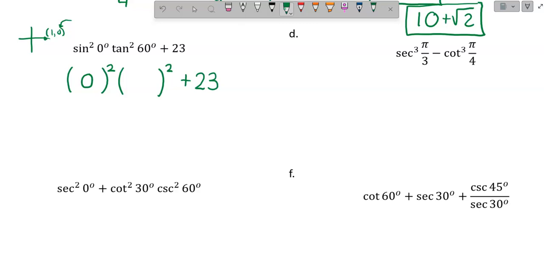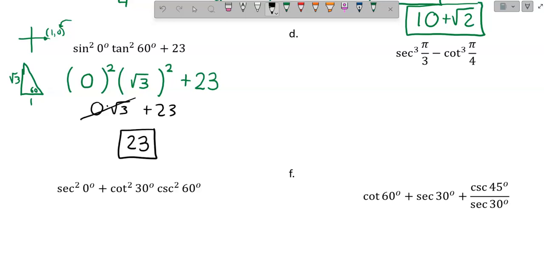Tangent of 60, we would use our 30, 60, 90 triangles. So there's 60. Tangent is going to be root 3. Whoops, I put that in the wrong spot. Always careful with that special right triangle. That would be root 3 over 1, or the square root of 3. Now we can begin the order of operations. So this is 0 times root 3 plus 23. That's going to actually just cancel out, leaving me with nothing more than just 23 as my answer.